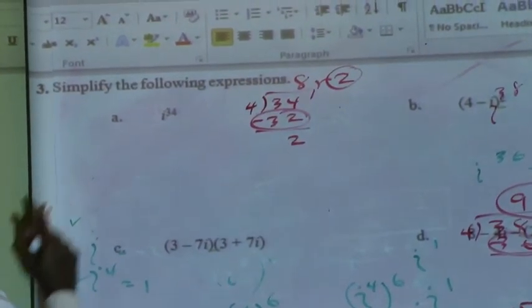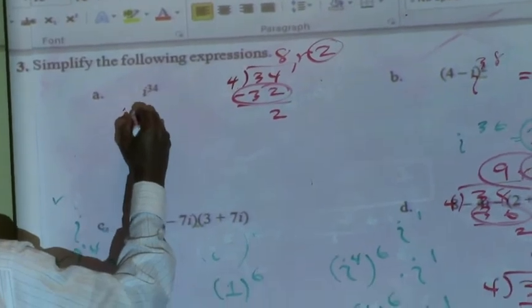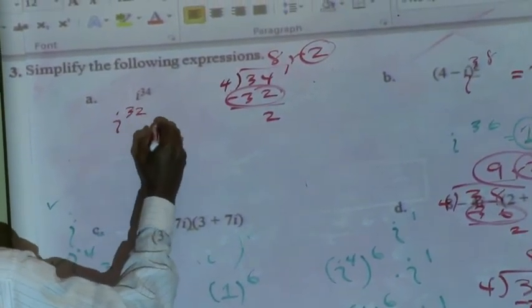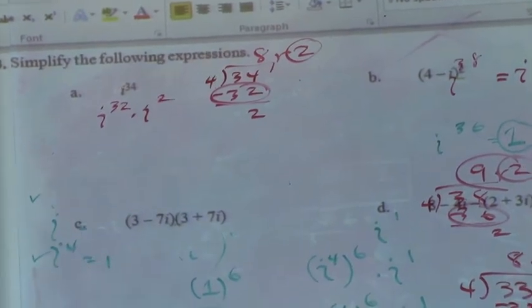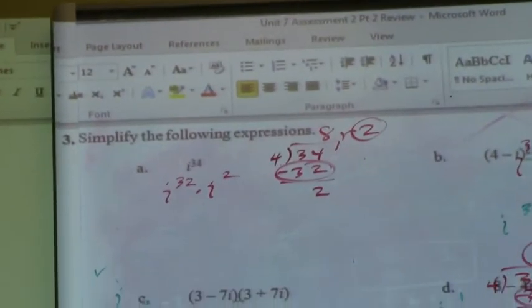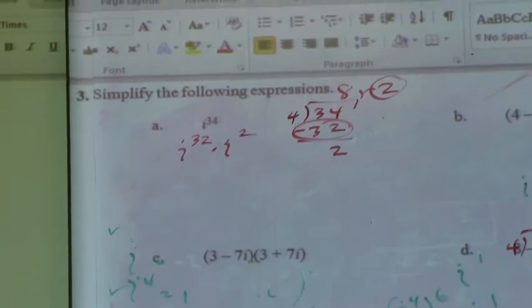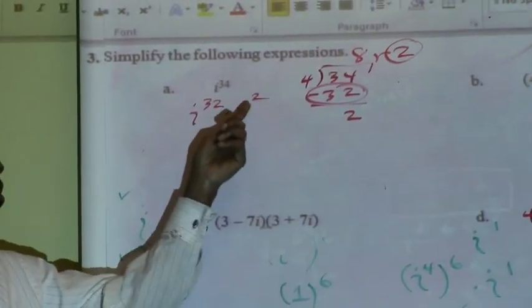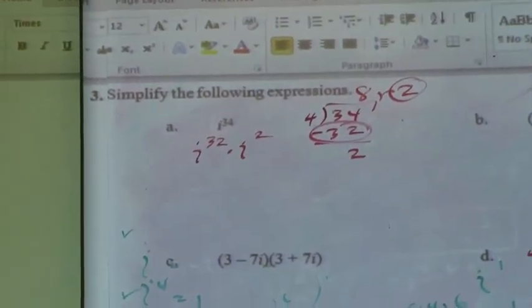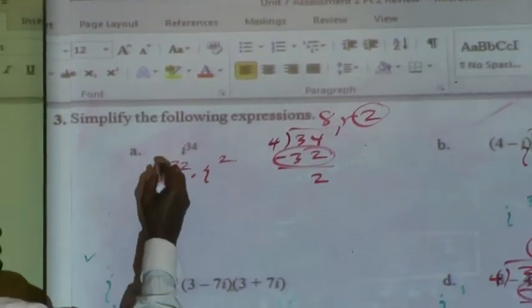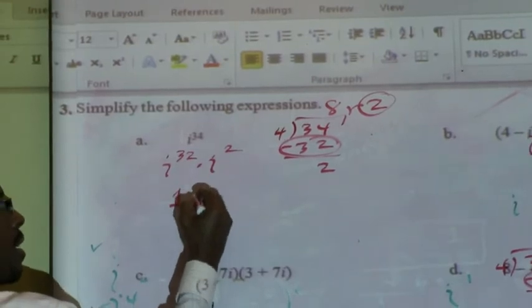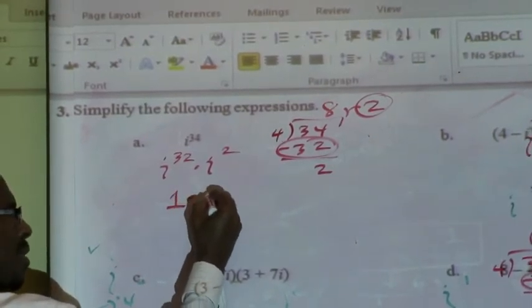Hopefully they see that. So this i^34 is going to be i^32 times an i^2. Pause right there, that's the hard part. Anybody want to ask me where I got my 32 or where I got my 2? Right. Here's the good news. Since this guy is divisible by 4, automatically the 1. Okay. It's the same problem. Did I just do this problem a second ago?